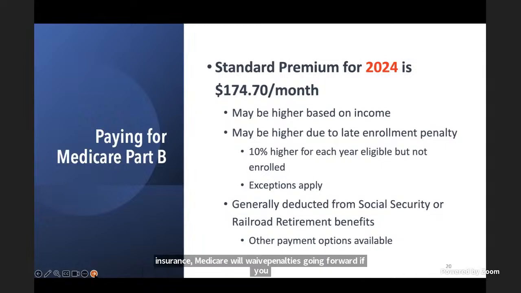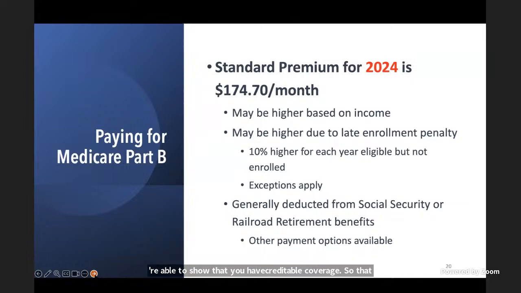So that is, you had other coverage and you didn't need Medicare Part B. You won't be penalized for that. So don't get alarmed if you plan to continue working past 65. There are some exceptions to how these penalties are assessed.